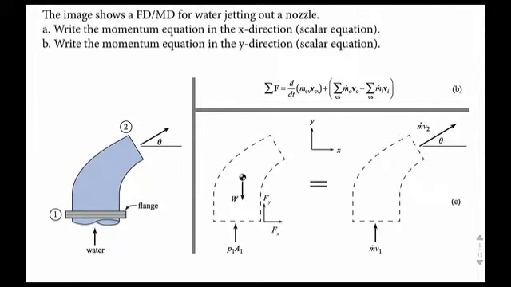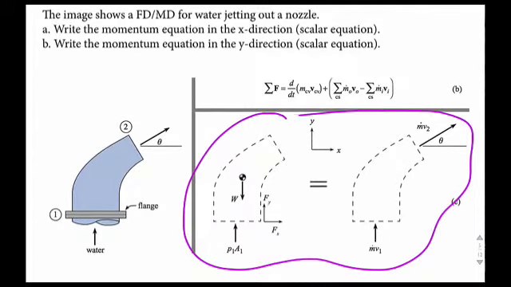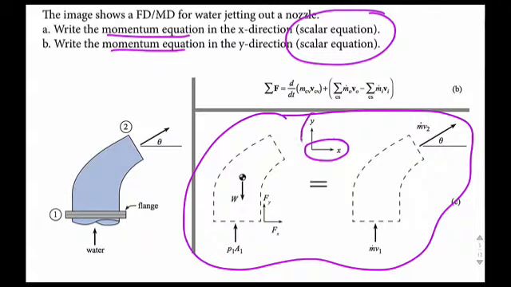In quiz problem 2, a force diagram and a momentum diagram are given, and the goal is to write the scalar equations for the momentum equation in the x direction horizontally and in the y direction or vertically. And the key idea, it's very simple. If you have the force diagram and the momentum diagram, you can easily write the scalar equations. So this is a very simple problem.